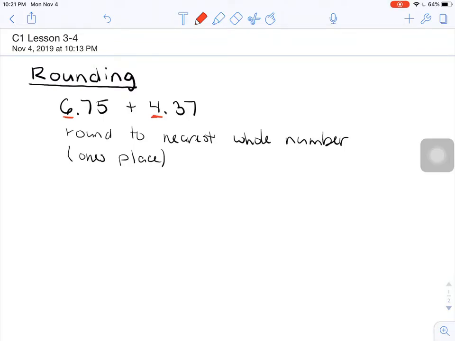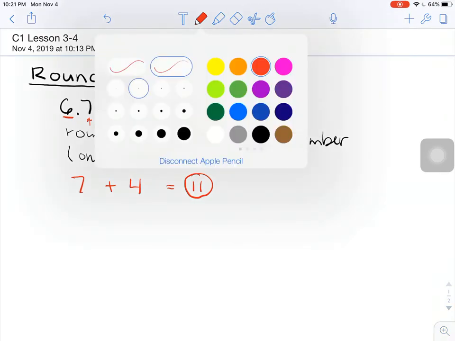So thinking about what we reviewed with rounding, we would look at the number after that to decide what to do. So 6.75, 7 is greater than 5, so we would round up. So that would turn into 7. 4.37, the number after it, is less than 5, so that means we would round down and leave the 4 alone. So if we're estimating by rounding, this turns into 7 plus 4, which just made this a very easy problem to do mentally in our head. So that means that this answer is going to be about 11. So that's how the rounding strategy works.